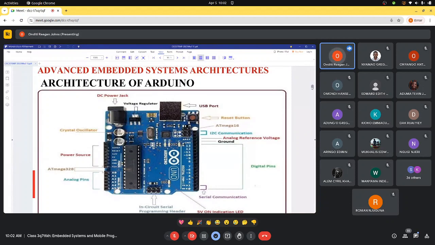We have the analog reference voltage, the AREF pin, we are going to see it. The ground pin, very fundamental in this board. You can see the digital pins, and please note that digital pins start from 0 all the way to 14, and the 14th pin is the ground pin. We will see the different pins. I believe you can see my board well. There are some pins with a tilde.